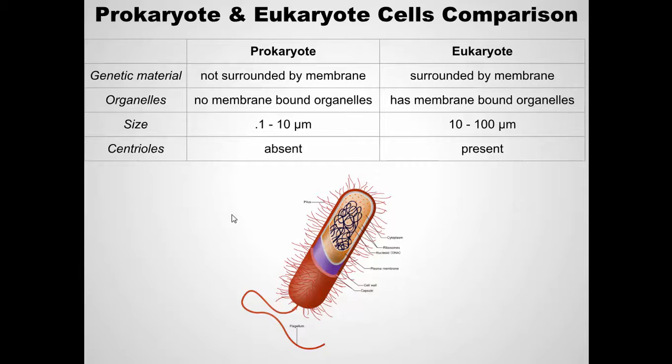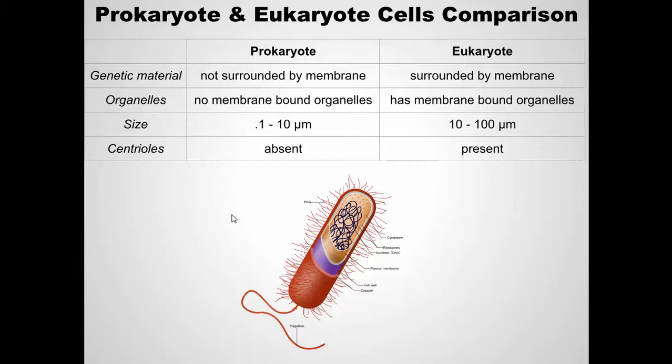Eukaryotic cells are usually between 10 and 100 micrometers in size. Centrioles, these structures that help organize the movement of materials within the cell, are present in eukaryotes, absent in prokaryotes. And so this is an example.